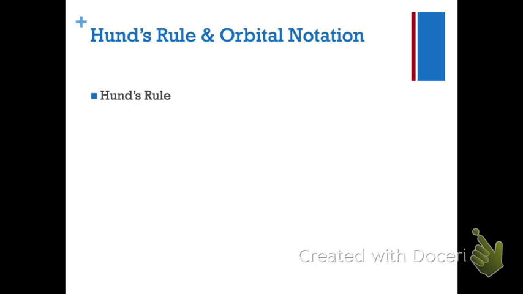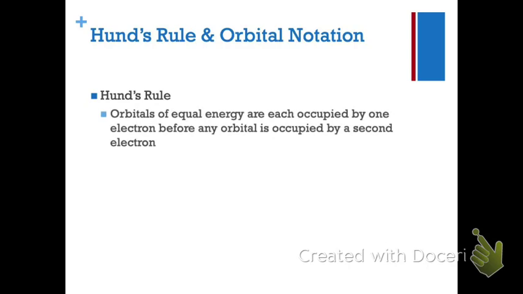We have to follow something called Hund's Rule. Hund's Rule tells us how we put these electrons in our orbitals. What order do we have to follow? Hund's Rule says orbitals of equal energy are occupied by 1 electron before any orbital is occupied by a second electron. We're going to talk about what that means, but I want you to write down that portion of Hund's Rule: orbitals of equal energy.